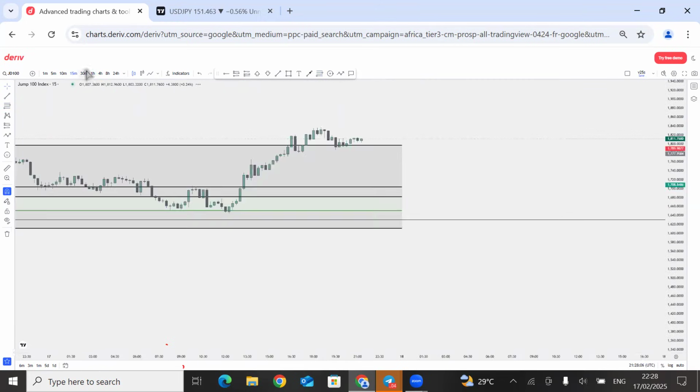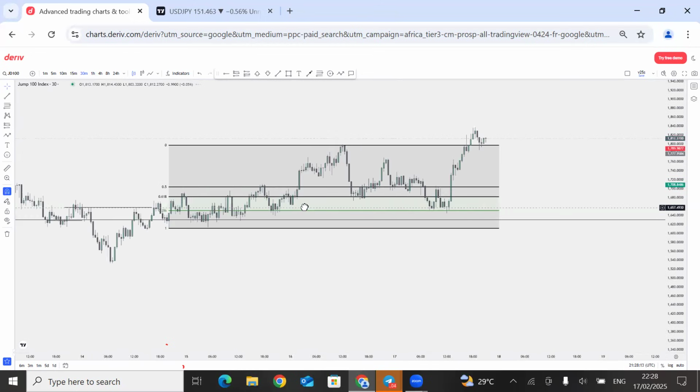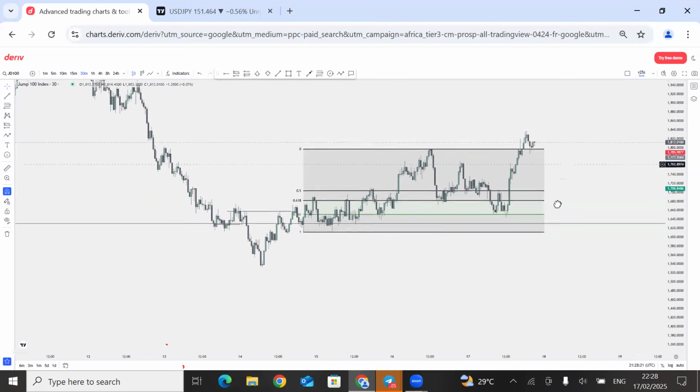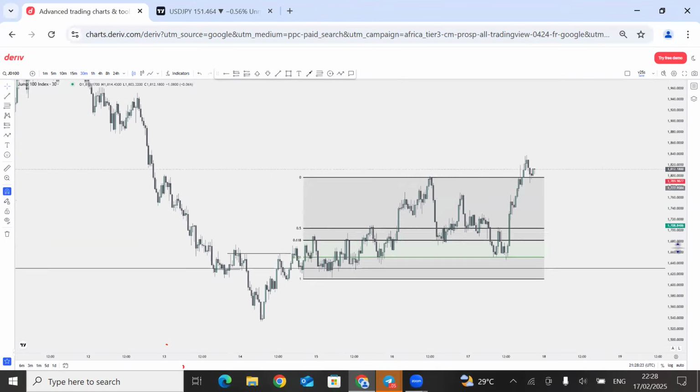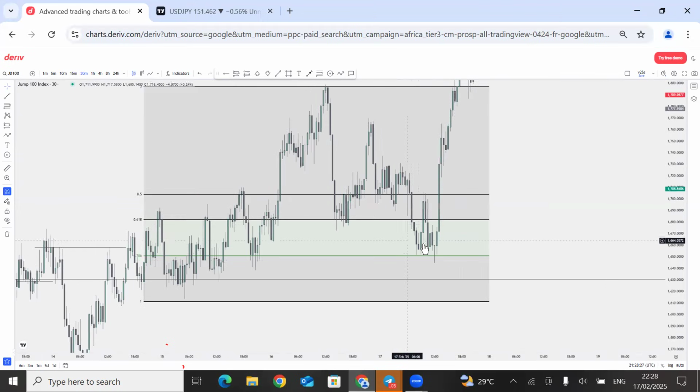I think I used a 30-minute time frame. It's 30 minutes. What's wrong with my network? Yeah, I think it was 30 minutes. So now here's my golden zone. I'm expecting price to come to this golden zone and buy off.